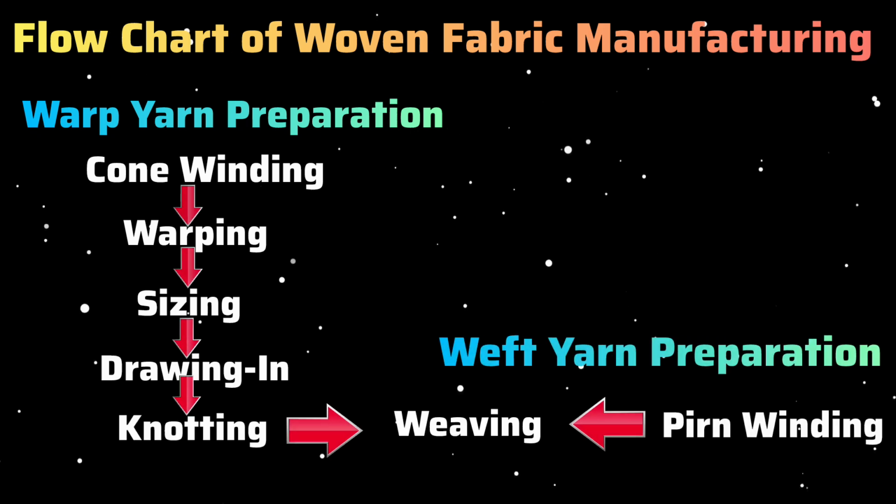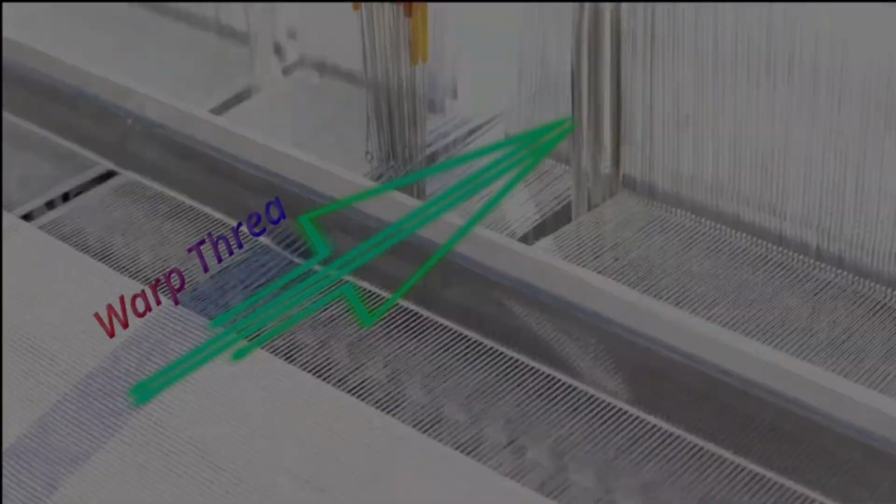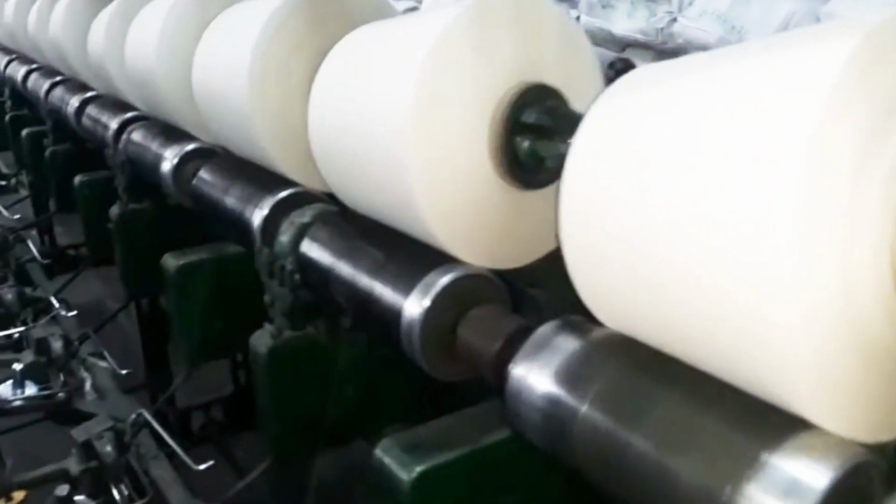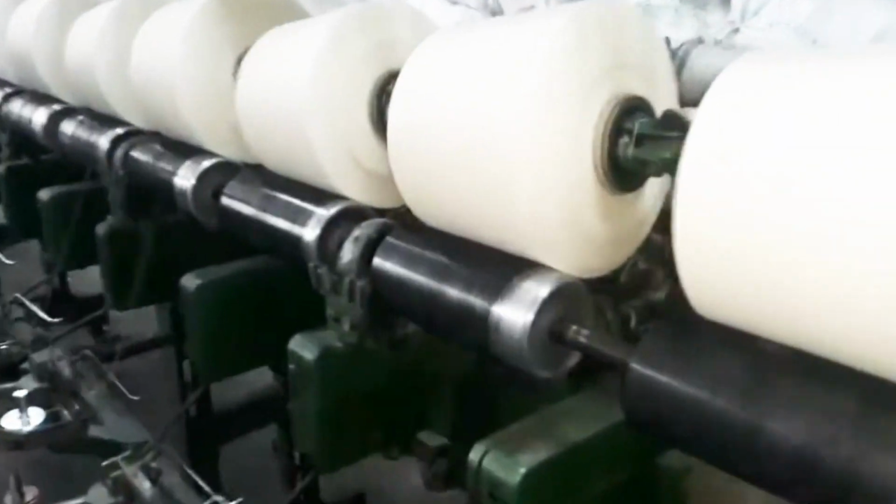winding, weaving, final inspection. Warp yarn preparation, cone winding, is the process of transforming small, short-length ring bobbins into large, knotless, and uniform cone packages for efficient downstream processing, like warping.